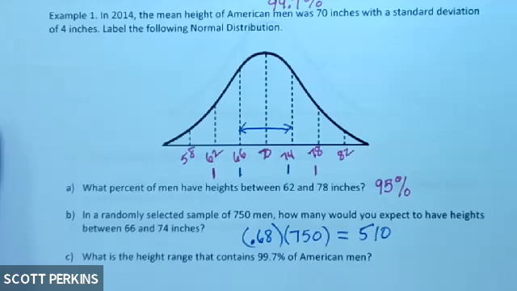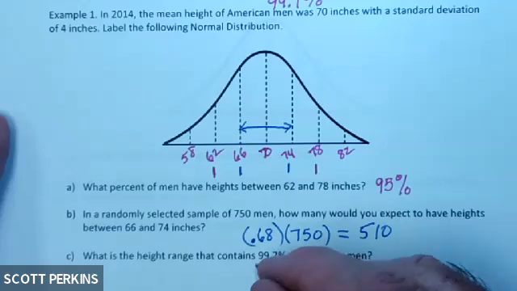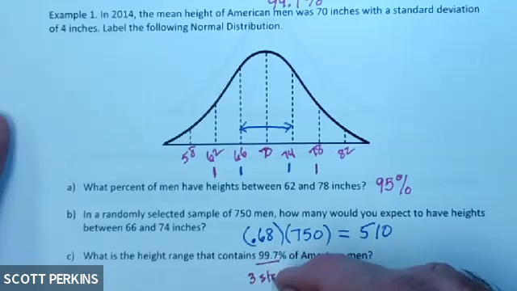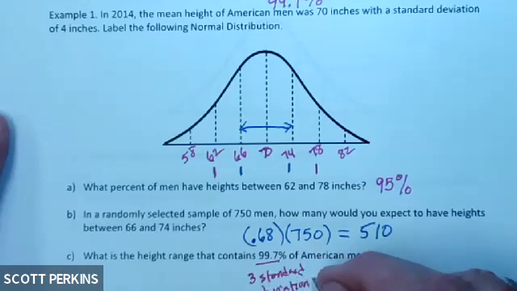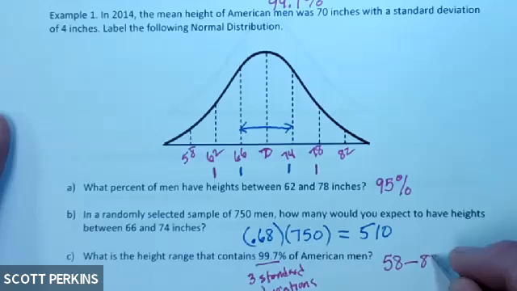Last but not least, what is the height range that contains 99.7% of American men? Yes, that is indeed true. 99.7 is 3 standard deviations, according to the empirical rule. And so that, according to my diagram, is 58 inches to 82 inches.